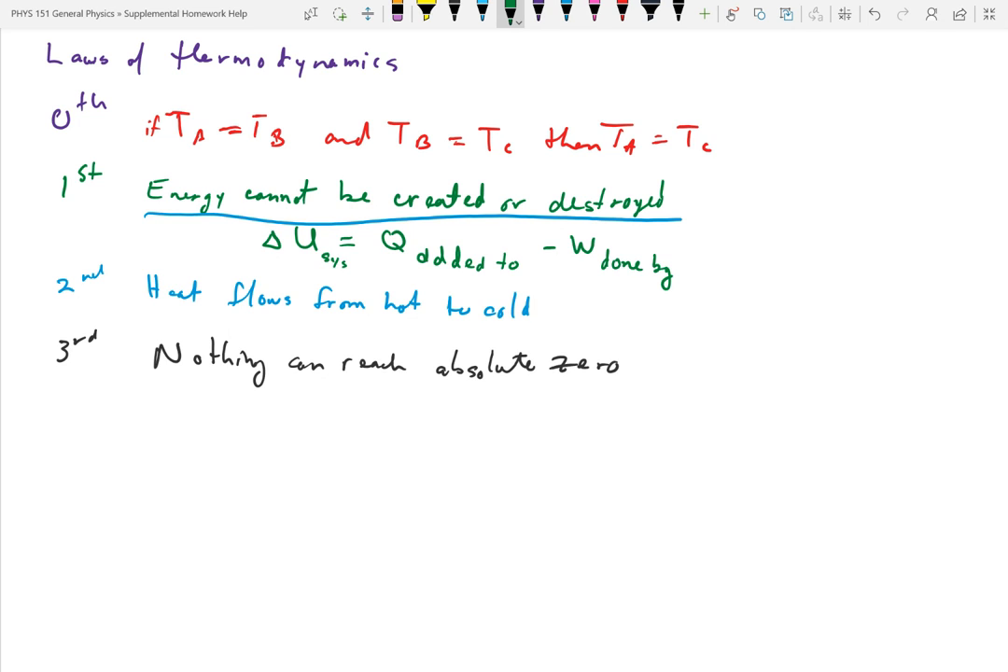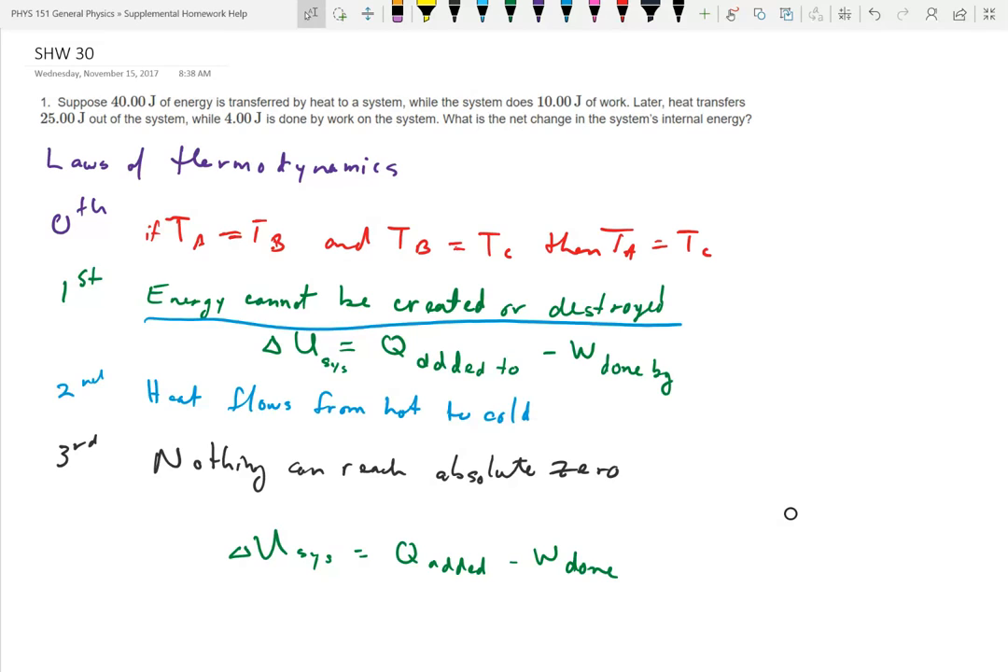Okay, so we are going to do, like I said, we're just going to solve this using what Ashley said. The change in energy of the system is equal to the heat added minus the work done by. So now looking at the problem, we have 40 joules of energy is transferred by heat to the system. So that is a heat. Is it added or taken out? To the system? Yep. Isn't that added? Okay, so that's heat added.